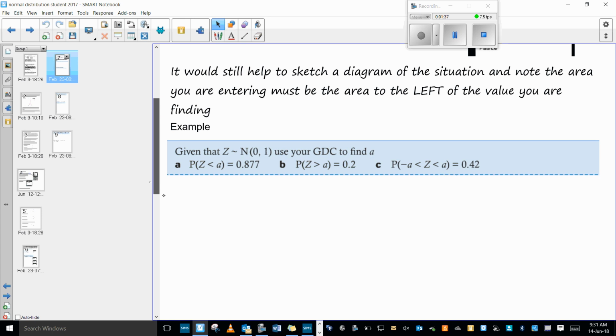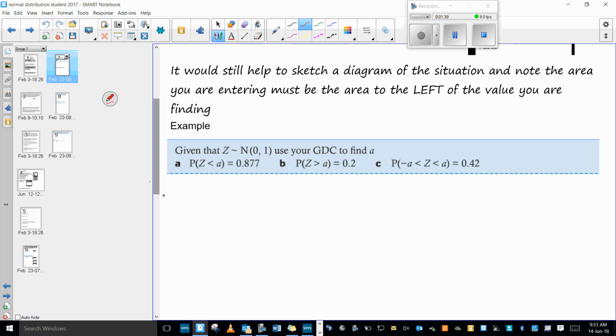A. So they're saying we need to find this number here. Now notice we're still talking Z-scores. These questions are based on Z-scores, not on real life problems, but we could be doing them for real life problems as well. They're saying that we need to find this value that would have given us a probability of 0.877.